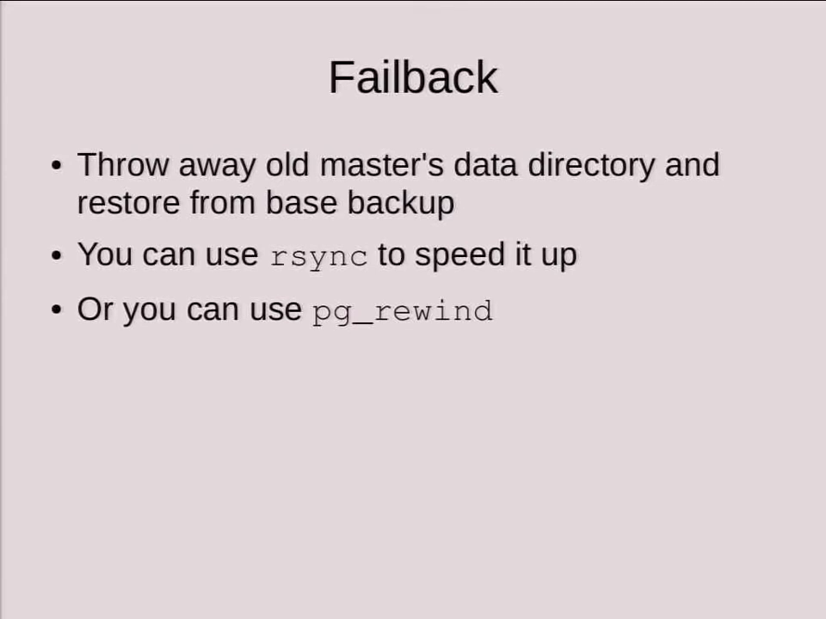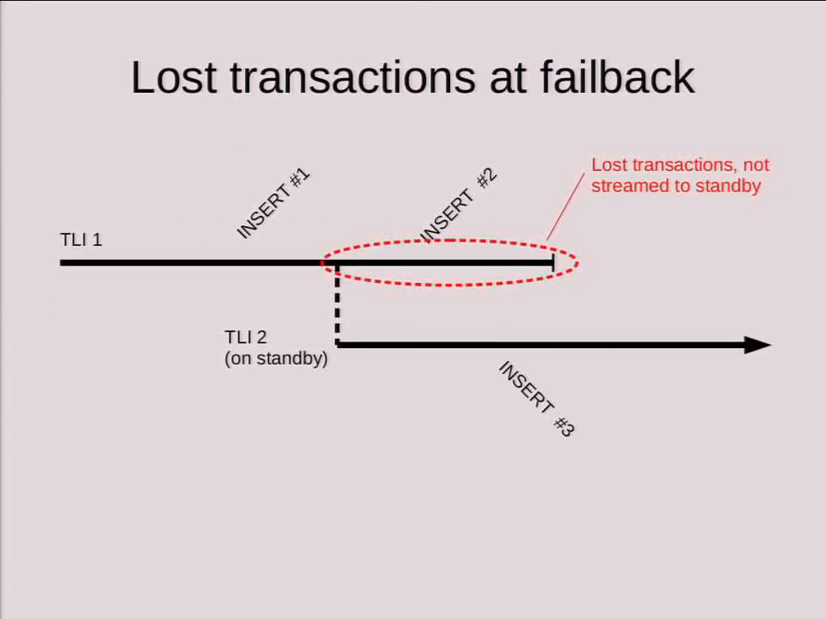So there are tricks. You can use rsync to speed that up. Rsync is nice, but it still has to read all the data, or you have to trust the timestamps, which you really shouldn't. So in practice, to make that safe, you have to read all the data. And again, if it's a 10 terabyte database, you might not have a lot of changes there, but even reading through 10 terabytes of data is going to take a while. So in 9.5, there's this tool called pg_rewind, which solves this problem.